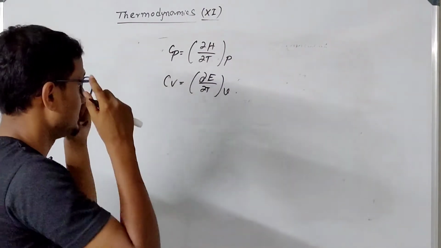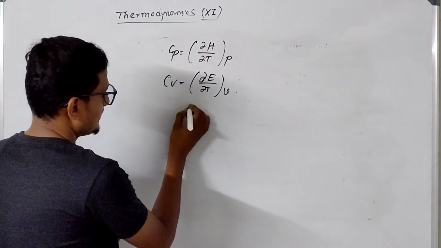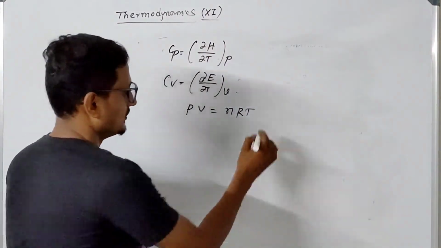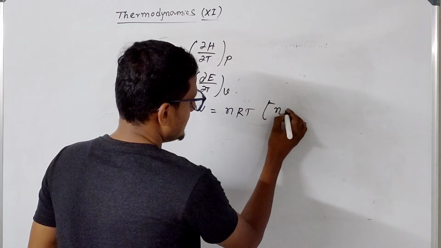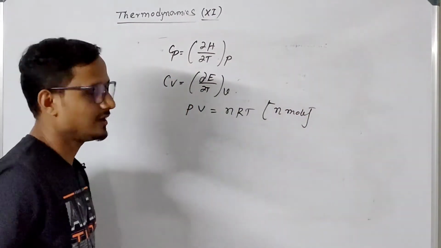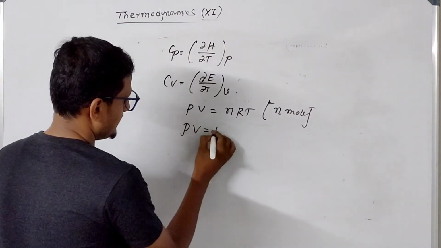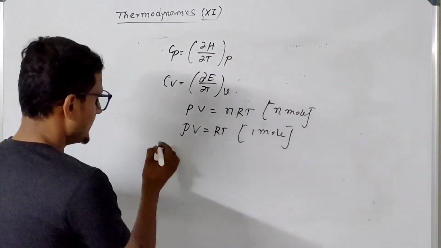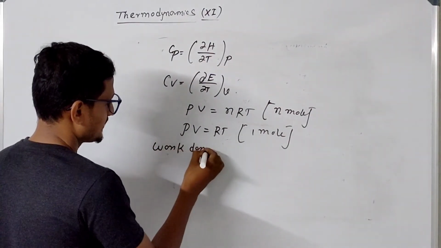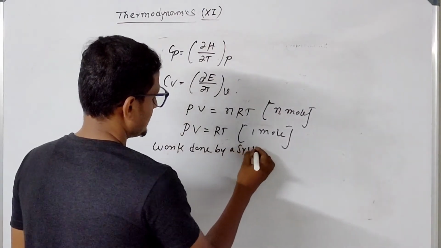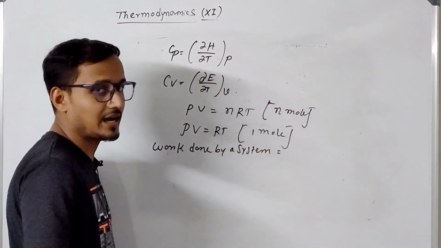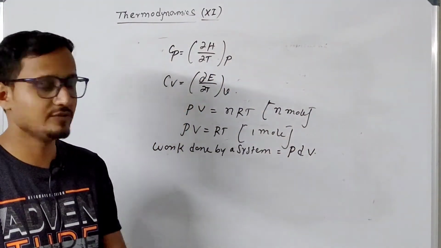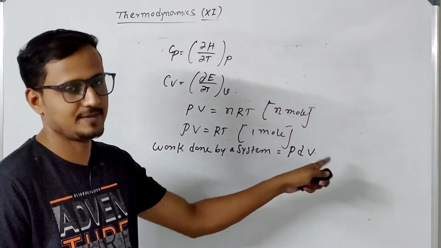Now for an ideal gas, PV equals nRT, where n is the number of moles. For 1 mole, PV equals RT. And the work done by an ideal gas under a constant external pressure is P dV, or P del V.